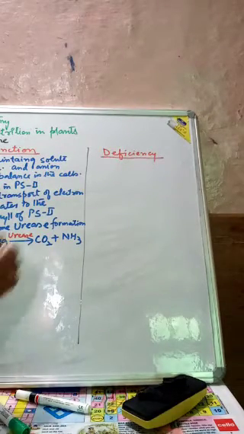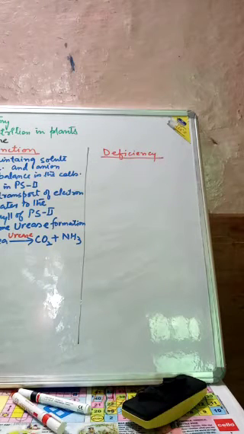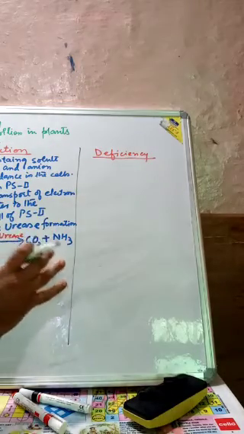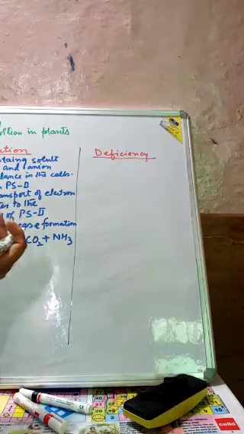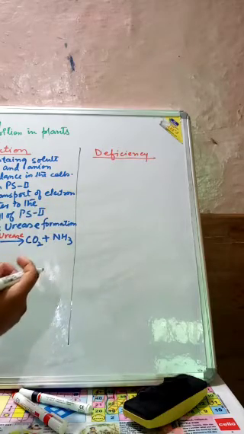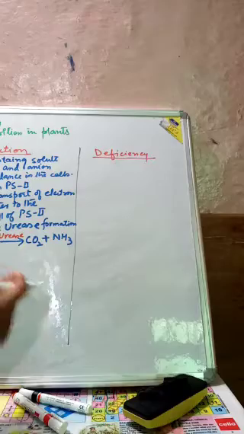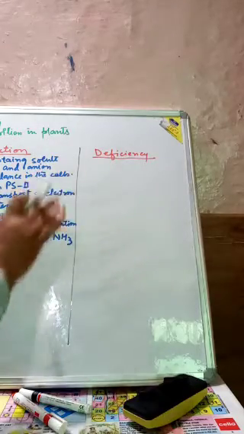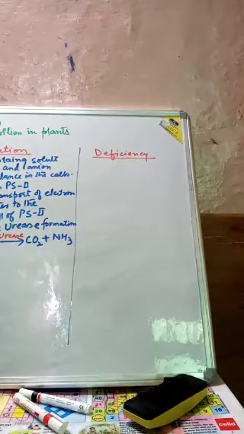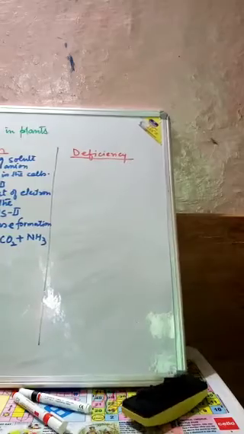Now, what are the various deficiencies? If we know the functions of this chlorine, we can easily study its deficiency. But it is said that chlorine deficiency is very rare, because chlorine is available to the plant in various salts, like sodium chloride, potassium chloride, and magnesium chloride. So whatever deficiency we discuss here is studied under controlled conditions.